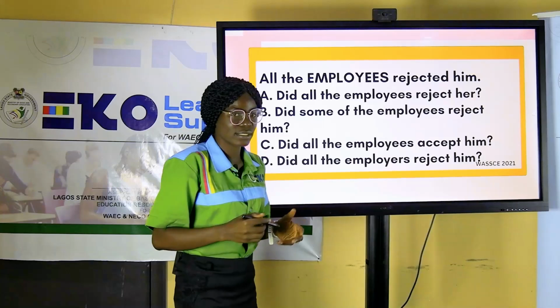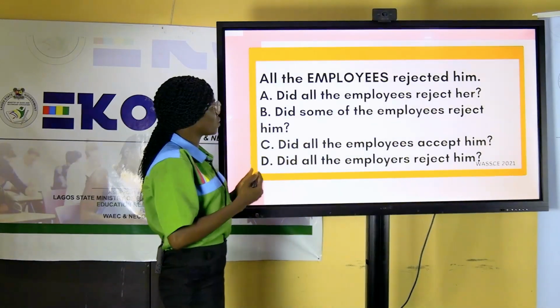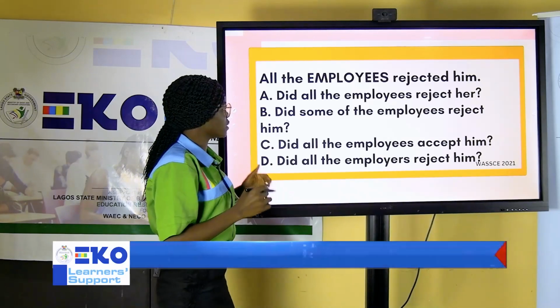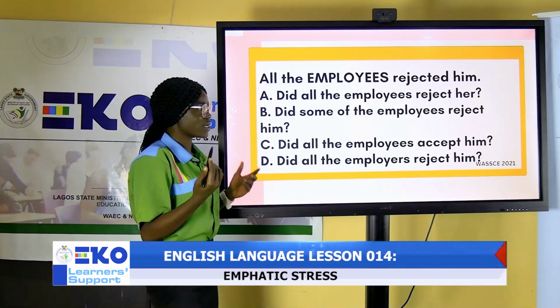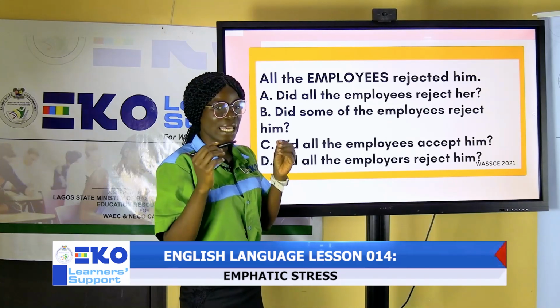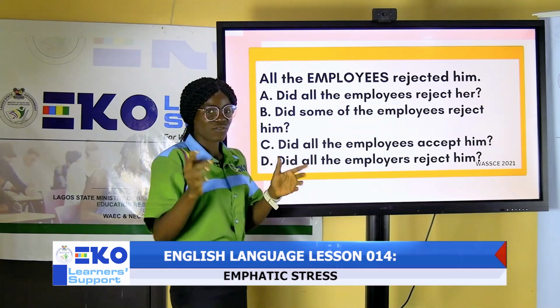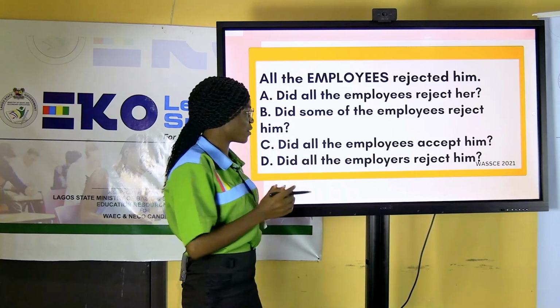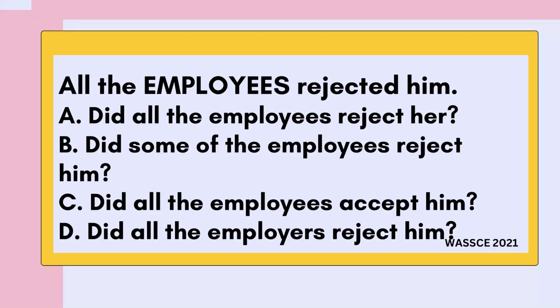All the employees rejected him. What's the emphatic stress? Where's the emphatic stress? The emphatic stress is on employees. So look out for employees. Look out for what contradicts the emphatic stress to identify your answer. A, did all the employees reject her? Did some of the employees reject him? Did all the employees accept him? Did all the employers reject him?